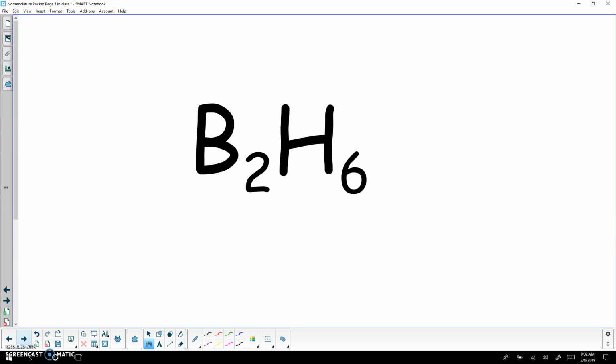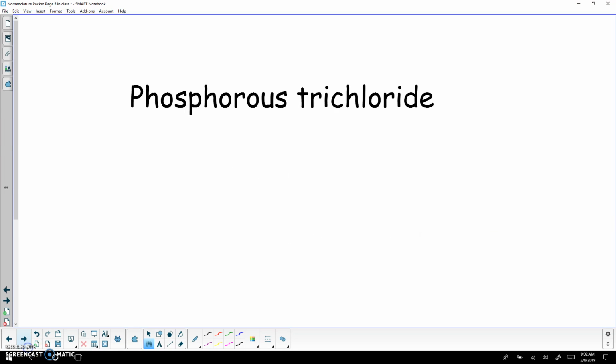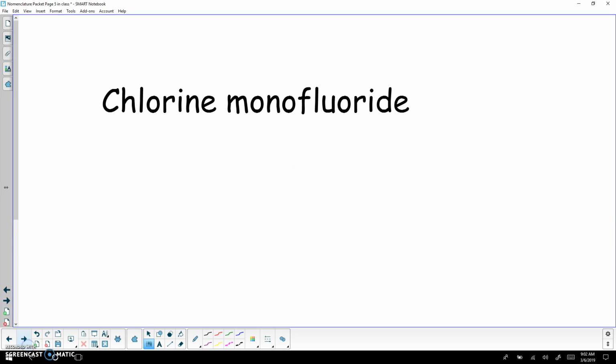Okay, for this next one, let's see, another molecular one, so two nonmetals. So there are 2 borons, so we're going to call this diboron, and then hexahydride for 6 hydrogens. Okay, now we're writing formulas. Phosphorus trichloride, so that means 1 phosphorus, 3 chlorines. Chlorine monofluoride, 1 chlorine, 1 fluorine, ClF.